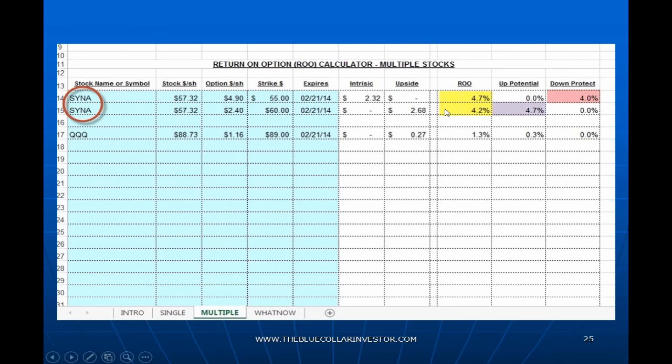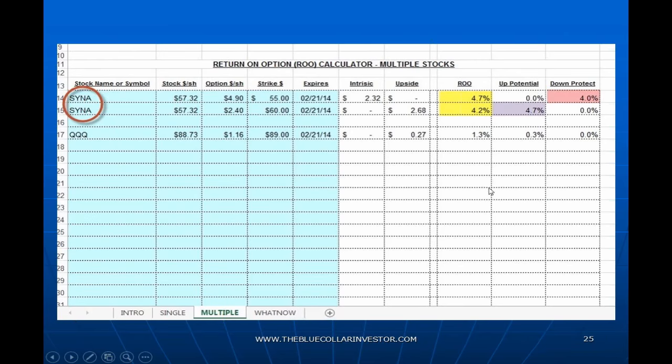Now, what if we were bullish on the stock and the overall market? How about the 60 strike? Well, here we have no intrinsic value, of course, but we have an opportunity for another $2.68 on share appreciation from 57.32 up to the 60 strike. So we have an initial return of 4.2% with a possibility of another 4.7%, or a total of 8.9%.